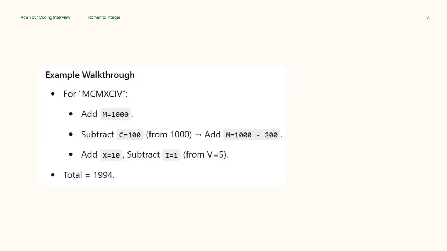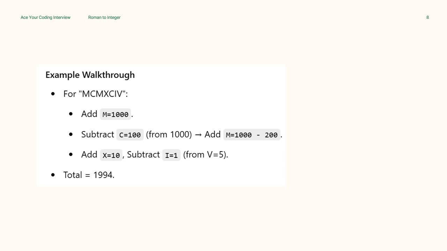Let's walk through the algorithm using the Roman numeral MCMXCIV as an example. The process begins by adding the value of the first symbol, M, which is 1000. This sets the initial total to 1000. Next, the algorithm encounters C, which has a value of 100. Since C is smaller than the following M, 1000, it is subtracted from the total. To apply this, the algorithm first adds the next M, 1000, but subtracts twice the value of C, 2 times 100, effectively adding 1000 minus 200 to the total.